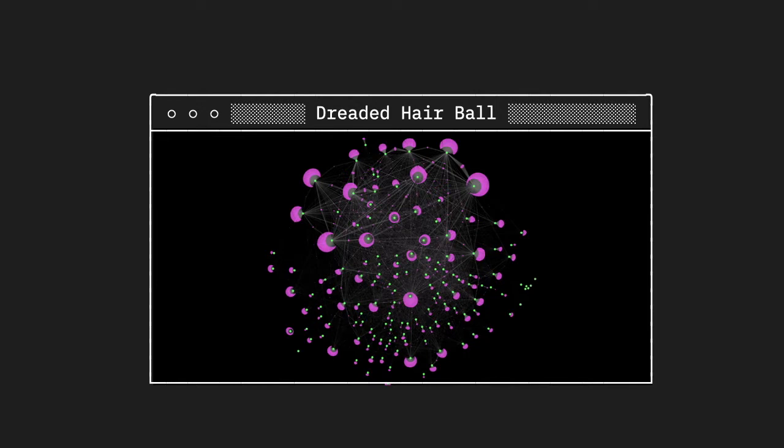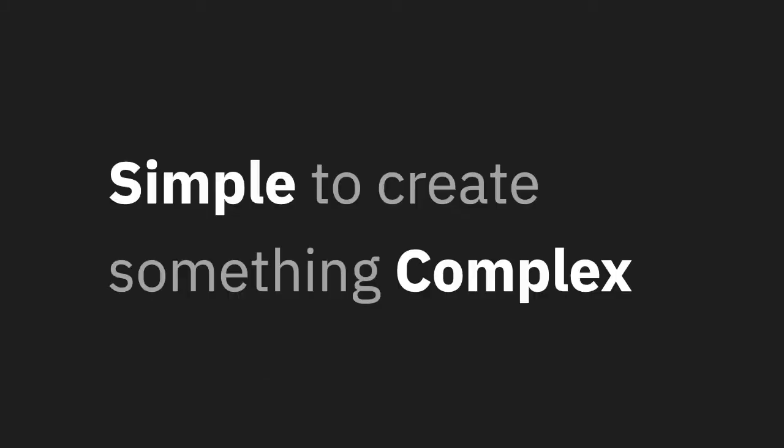So why are these visuals so common? I see them in blog posts, marketing materials, and magazine covers. One answer is that they're just cool. Using gradients and fancy color schemes and animations is a surefire way to turn heads and get attention. It can be a way to get people interested in your product and to attempt to show that you have a strong understanding of a domain. The other answer for why these hairballs are so common is that it's simple to create something complex.